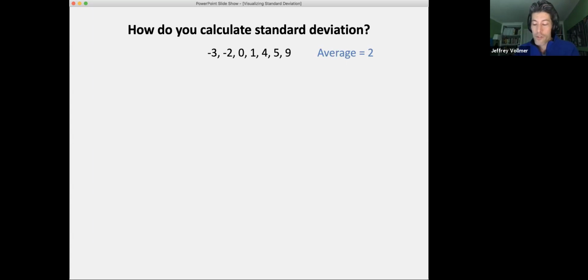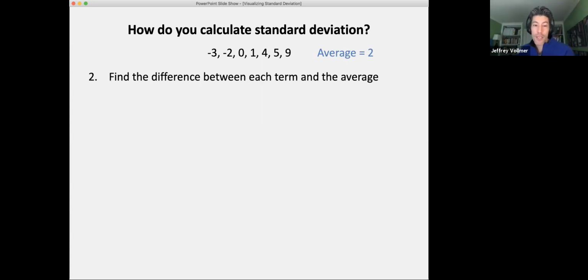So the next thing we're going to do is find the difference between each term and the average. Go ahead and take a moment, try to figure out how far each term is from the average. Maybe make a list because we're not done with these terms yet.